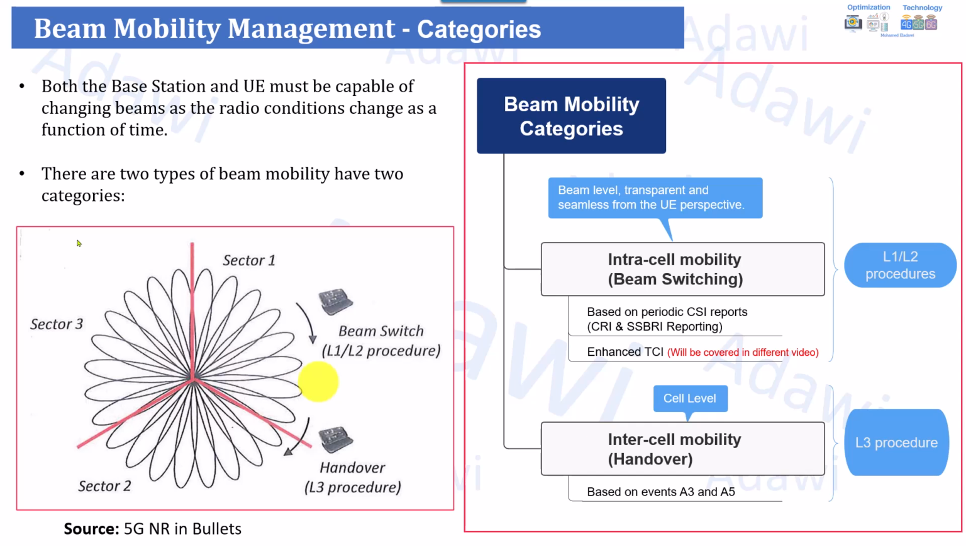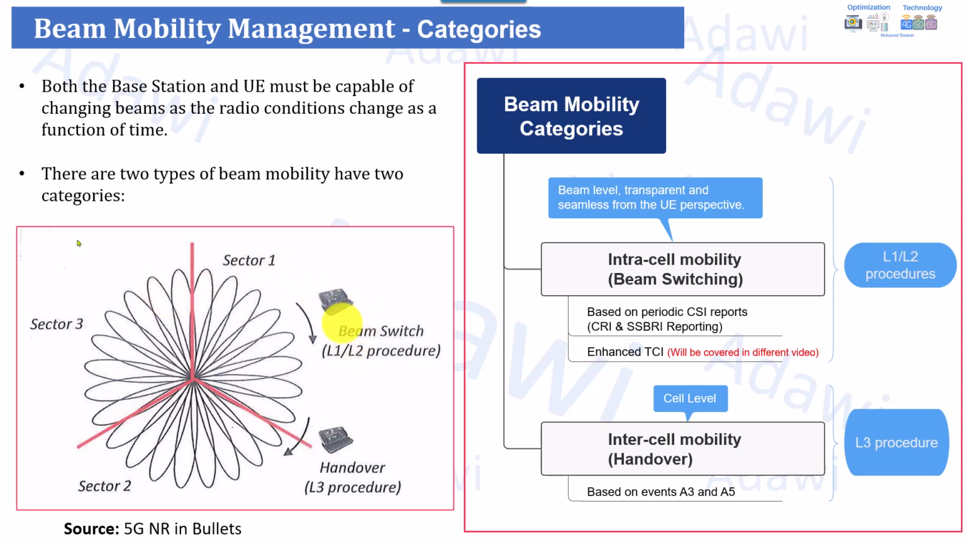The first one is called intra-cell handover, which is beam switching, like whenever you change from one beam to another, but within the same sector. For example, here you're assuming you have 3 sectors, sector number one, and this sector number one is served by a number of beams, for example, 8 SSB beams as an example, and you have sector number 2 with the same, then sector number 3.